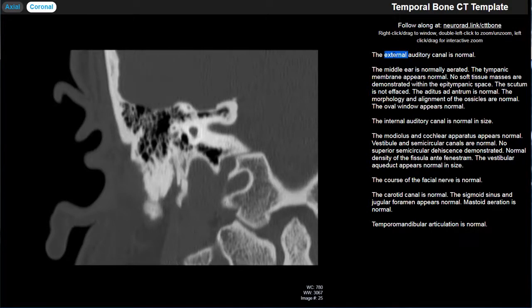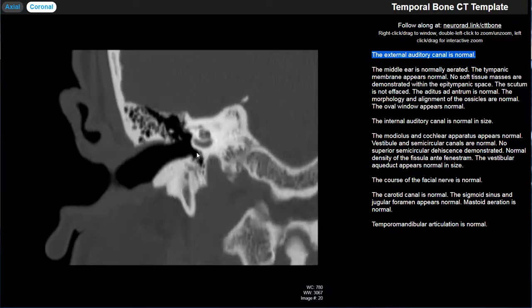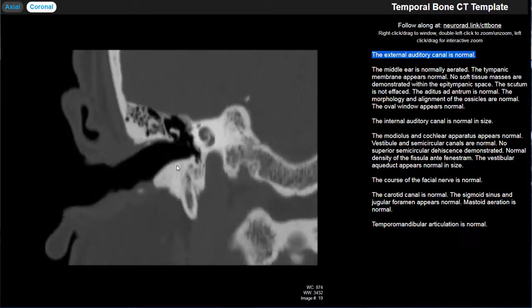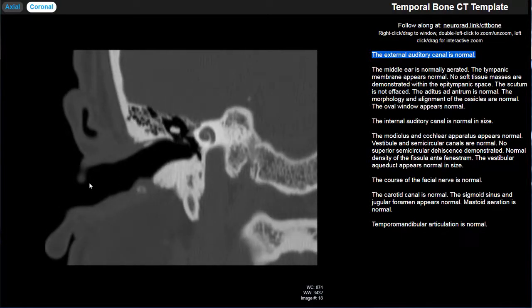Roughly I go from outside to in. So we start with the external auditory canal. That's nicely laid out on a coronal MPR. The external auditory canal is pretty simple, doesn't give people a lot of trouble. You can see it from the outside and it courses medially to terminate as the tympanic membrane. There's two parts to the external auditory canal. There's a cartilaginous portion and there's a bony portion.